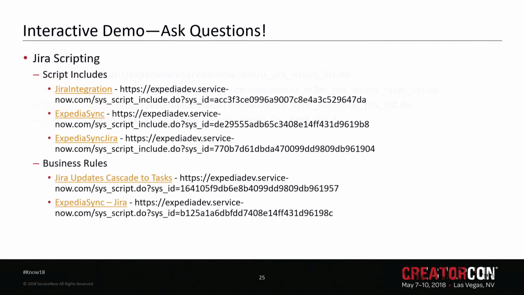All right, so now we're going to be going into some of the scripts. The first will be the JIRA integration script include, and this is kind of the core script that handles everything about the JIRA integration. Then we'll go into the scripts that handle the outbound syncing of JIRA. And then finally, the business rules that kick off the script includes.